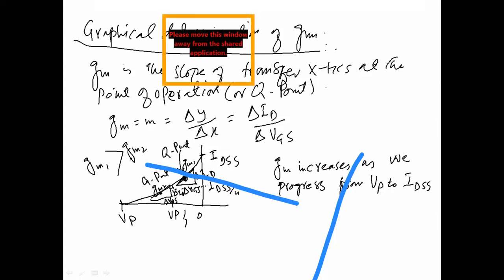So as we proceed, or as we move from VP, or as we progress from VP to the IDSS, GM will increase, or as we progress from IDSS towards VP, GM will decrease.